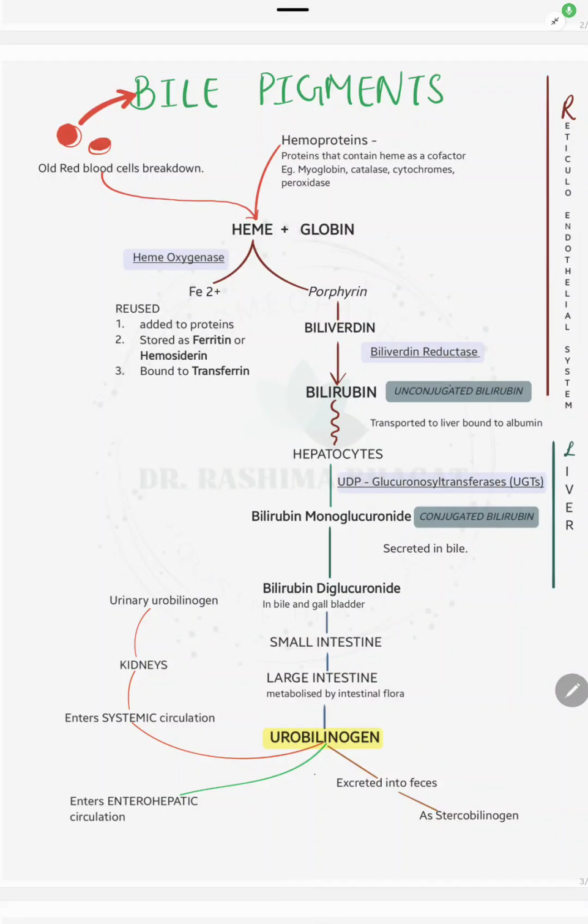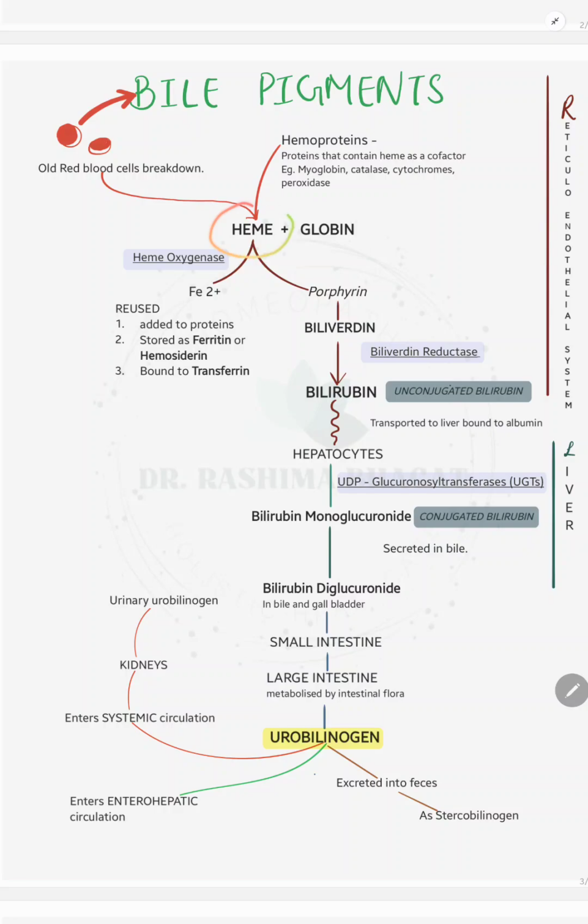Give me your 5 minutes and I'll make bile pigments very easy for you to understand and remember for the longer run of your life. Now, bile pigments are coming from the breakdown of red blood cells. We all know when the red blood cells break down, they produce two things, heme and globin. The globin part is reutilized by the body.